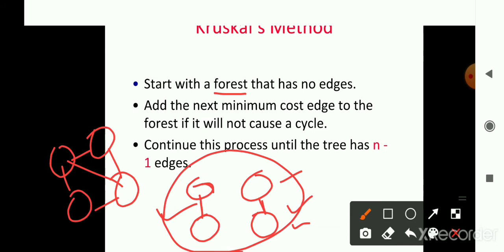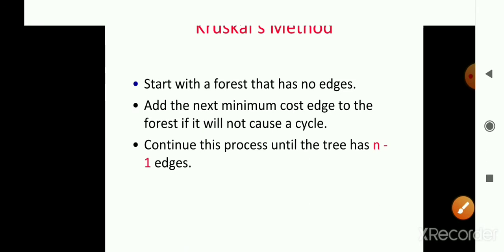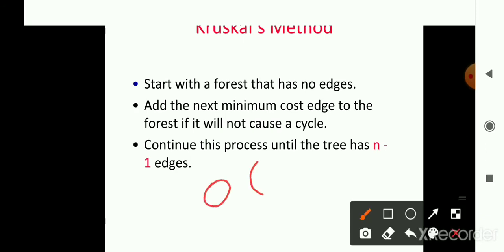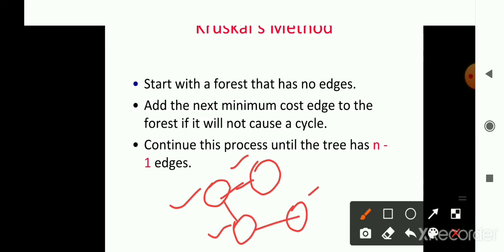That tree is the minimum spanning tree, which will have n minus 1 edges and will be a connected tree. So this algorithm treats the graph as a forest, and every node is an individual tree. Suppose we have these four vertices; each node is an individual tree. Then we combine two vertices, then we combine different vertices, and then we combine the remaining vertices.